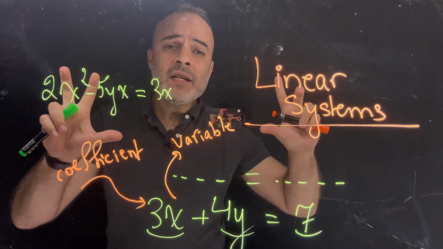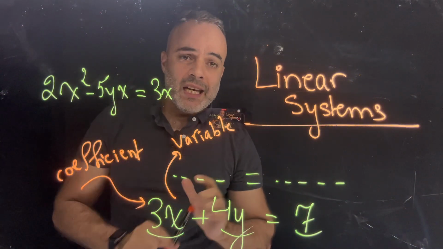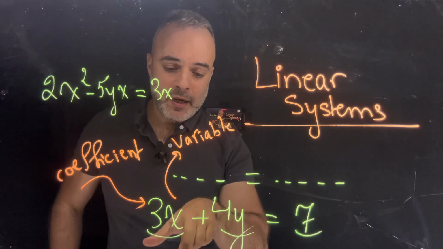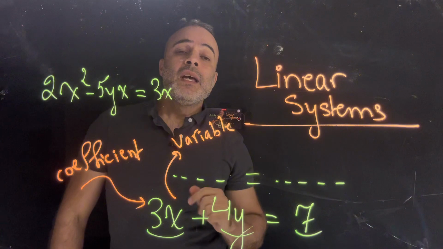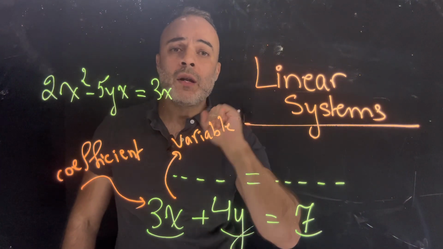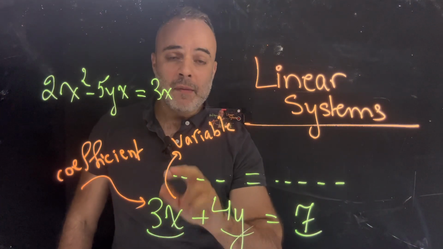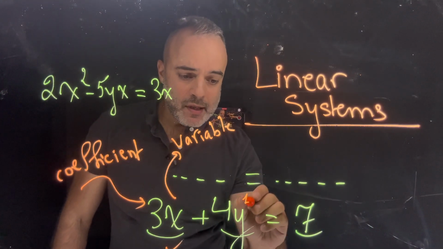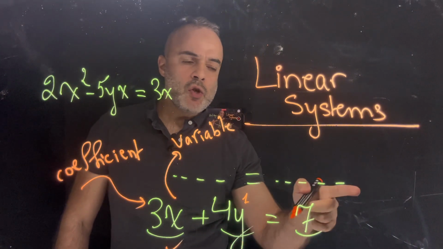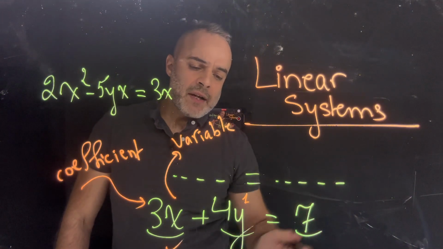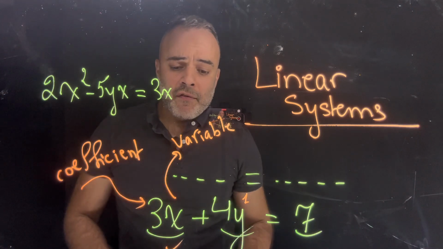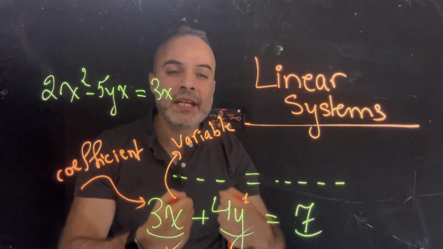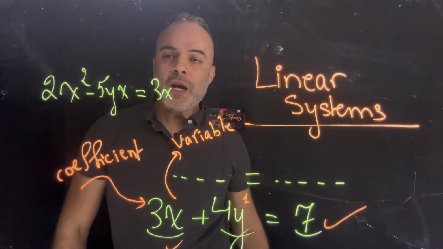Now, when do we call an equation a linear equation? We call an equation linear if and only if, in each term, if we have a variable, like here, like x, like the y, it has to have an exponent 1. So for example, this is 3x to the power of 1, plus 4y, this is y also to the power of 1, equals 7. Here we don't have any variable, doesn't matter. So as long as we do not have any variable that has an exponent higher than 1, we call it a linear equation. So this is a linear equation.